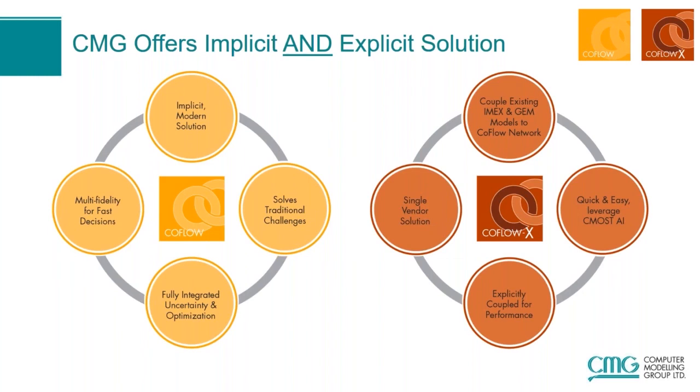On the other side is Coflow X, where you can just use a Coflow system for your production modeling and couple existing IMEX and GEM models to it. It is very quick and easy, and you can leverage CMOST AI for a lot of uncertainty assessment and optimization. It is explicitly coupled, which means IMEX and GEM are talking to Coflow in an explicit manner, and this leads to a very good performance. And of course, all of this is a single vendor solution for all your needs.